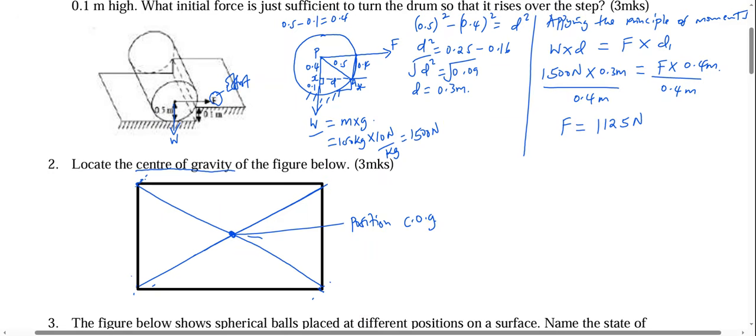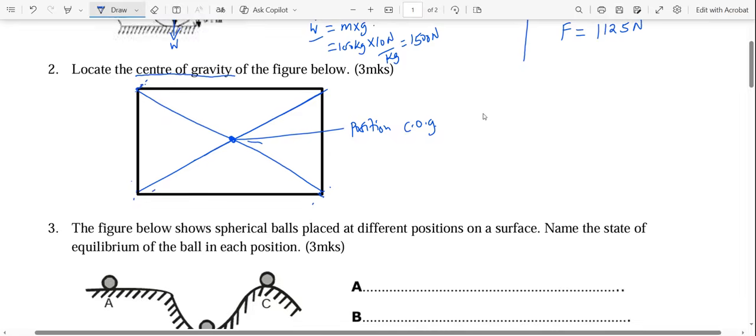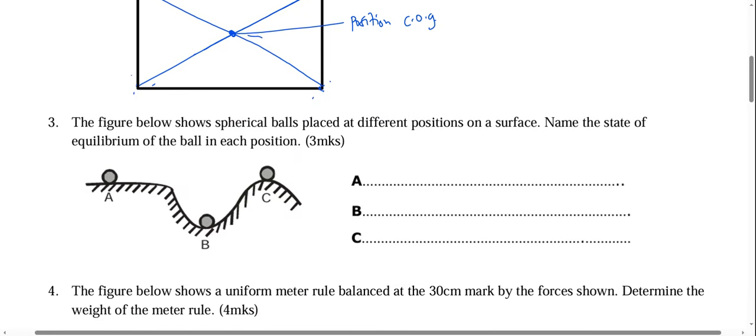So let's look at question number 3. The figure below shows spherical balls placed at different positions on a surface. Name the state of equilibrium of the ball in each example. So for the case A, remember this is a sphere. At position A, the sphere is placed on a horizontal plane, therefore it is in neutral equilibrium.